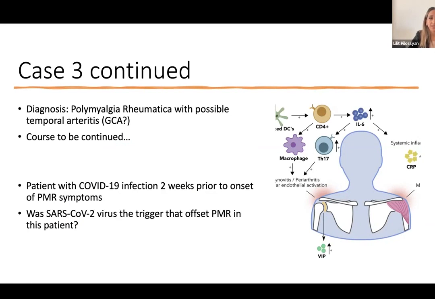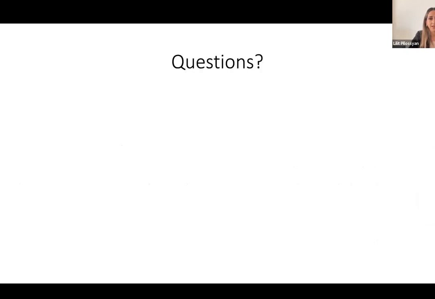But the reason for this case is that 2 weeks prior to the onset of his PMR symptoms, he had COVID-19 infection. So now the question we ask: was the COVID virus the trigger for the onset of PMR in this patient? And I think I have a high suspicion it was. And that is all I have to say.